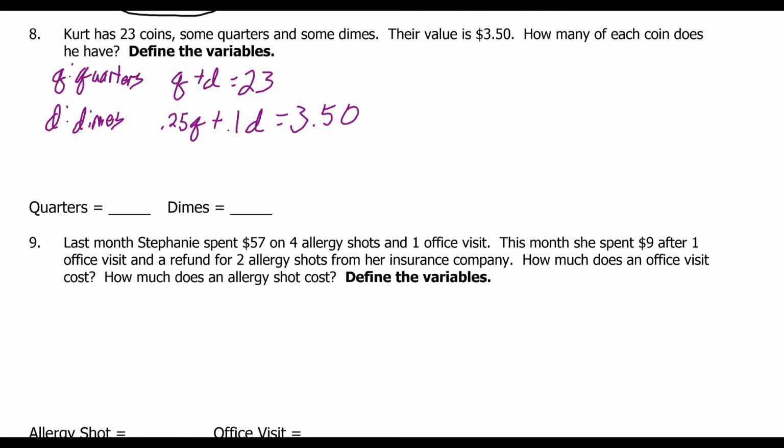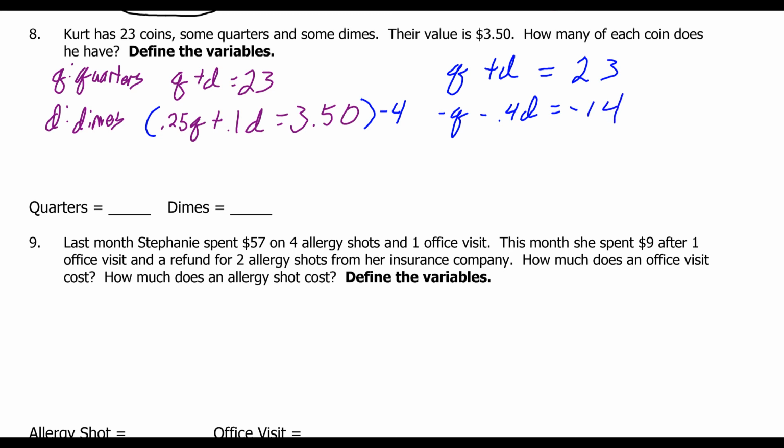So what we're going to have to do is multiply this bottom row. The best thing I can do is multiply this bottom row by -4. When we do that, we wind up with Q plus D still on the top row. And then on the bottom, we have negative Q minus 0.4D equals negative 14.